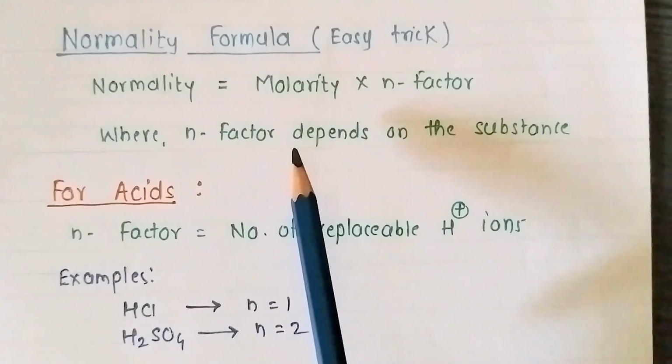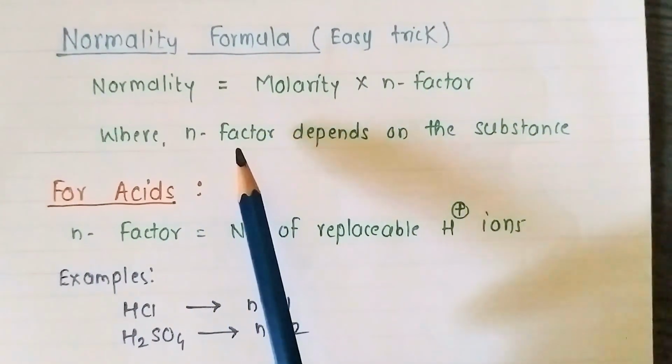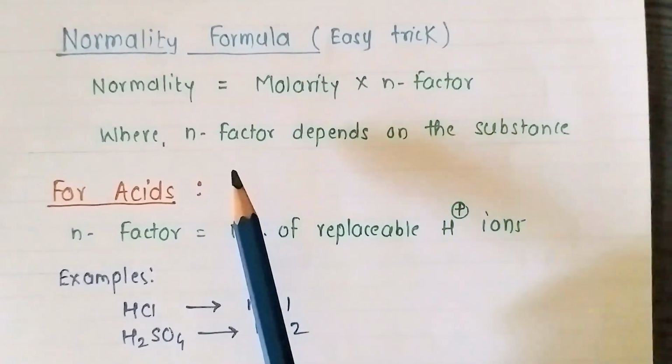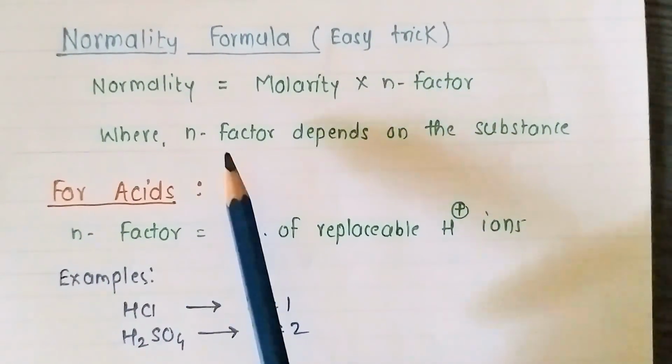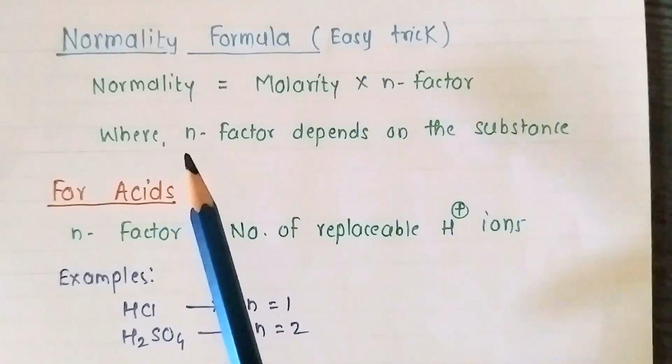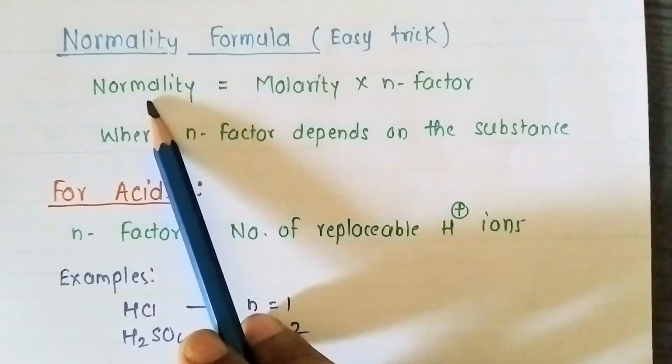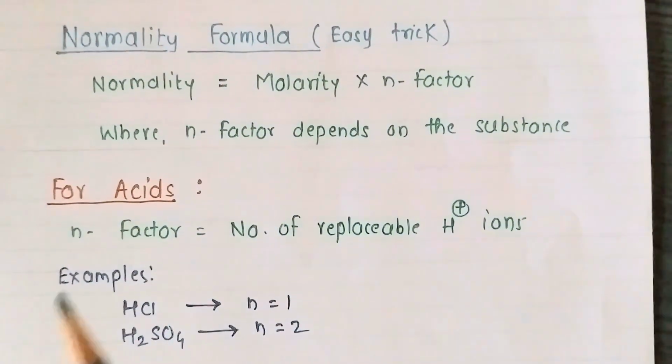Suppose an acid is there, so n factor is the number of replaceable hydrogen. If a base is there, n factor means the number of replaceable OH minus ions. And in redox reactions, n factor means the number of electrons lost or gained. Now we understand this concept step by step, starting from acids. First of all, we remember this formula: normality is equal to molarity into n factor.